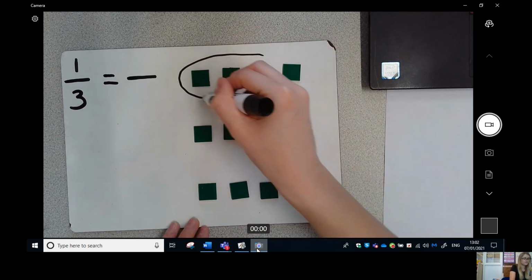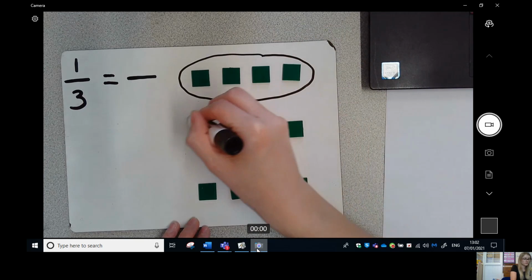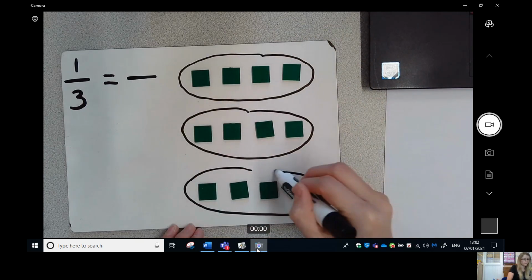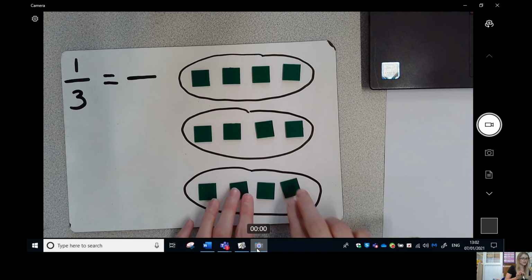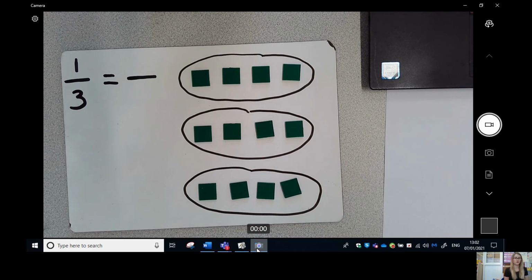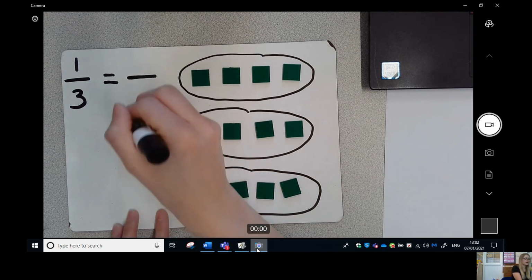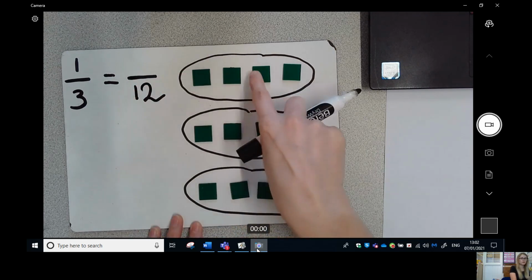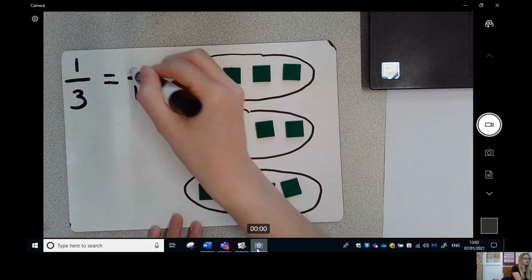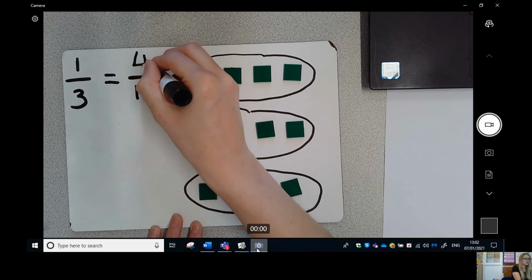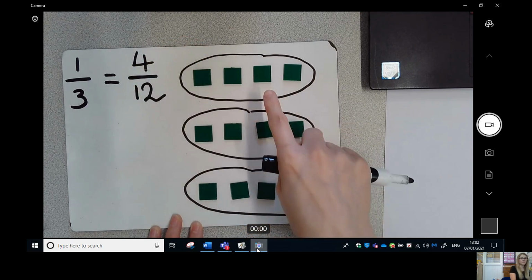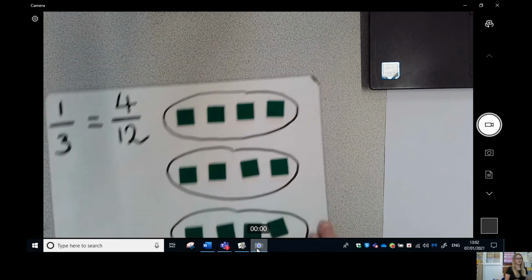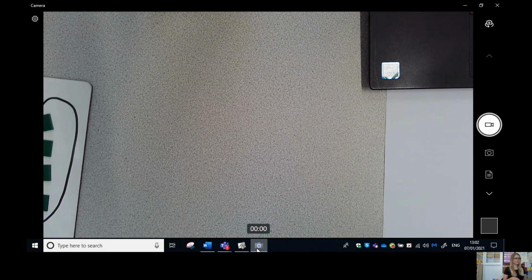So I have 1, 2, 3 groups. Okay, so that's 1 group showing me 1/3 of 12. If I had the 12 counters in total, I have 1, 2, 3, 4 in each group. So 4 out of 12 is the same as 1/3. Okay, let's look at another example.